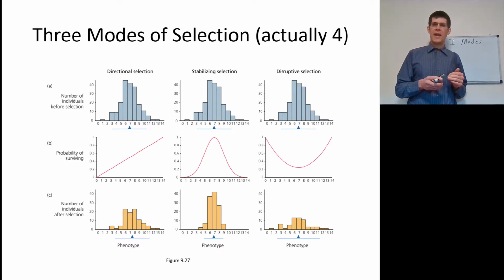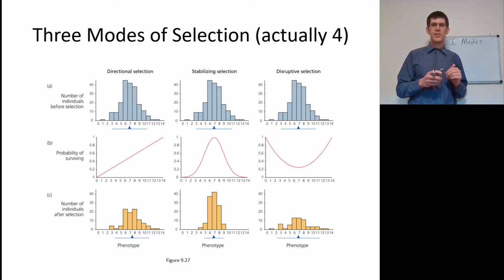Stabilizing means you cut off the ends, so being too extreme in either way is going to reduce your fitness, so being more moderate is going to increase the fitness, and what that's going to look like is this kind of hump right there, which is going to mean the phenotype's going to get snipped off at the ends in the next generation and kind of moved towards the middle.